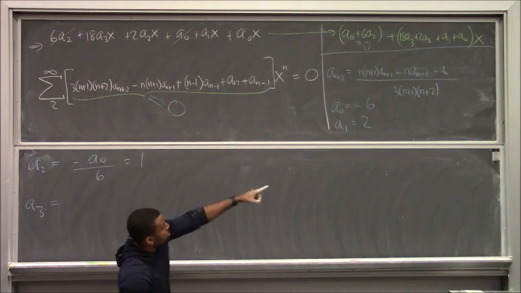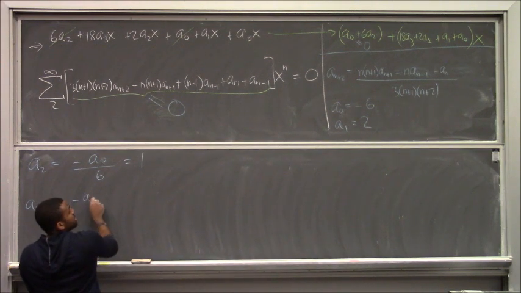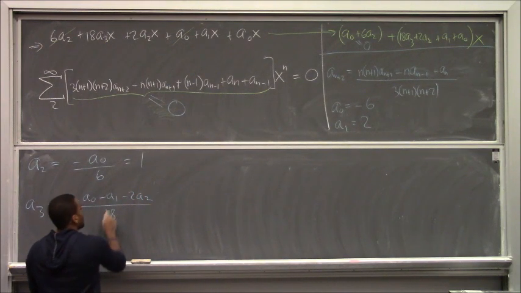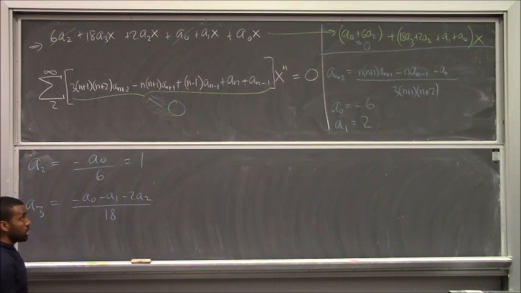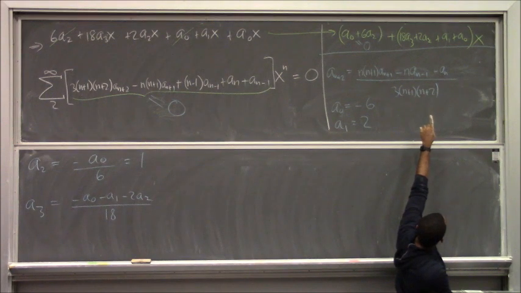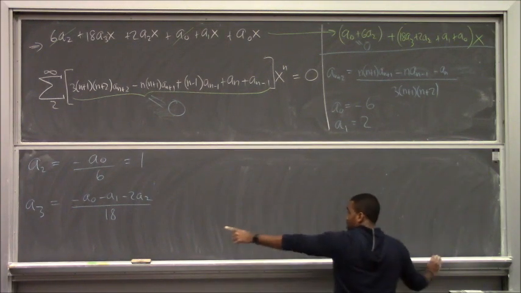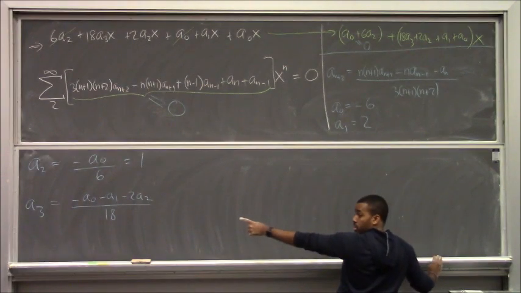My A3, what is that going to be? Well, I can use the recurrence relation, or I can set the coefficient of x to be 0. That means it's going to be minus A0, minus A1, minus 2A2, all over 18. And you'll realize that that will actually match the recurrence relation if I plug in n equals 1. Sorry, can you say that last part again? Well, to do this, what I was looking at was this coefficient of x over here. The 18A3 plus 2A2, and so on. That coefficient has to be 0. So if I set it equal to 0 and solve for A3, I'm going to get this. And if you plug in n equals 1 here, you should get the same thing.